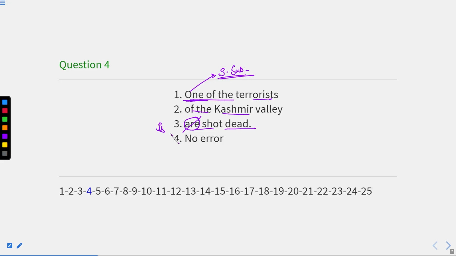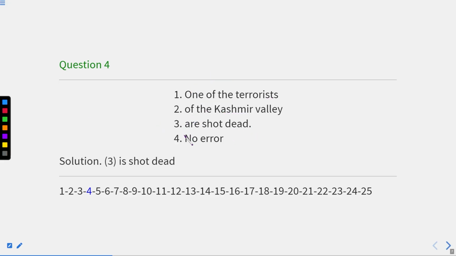terrorist. It means one terrorist out of those terrorists who belong to Kashmir Valley or who live in Kashmir Valley. So we are not talking about all the terrorists, only one has died. It means one out of those has died. Okay, so he is shot dead. So here this "are" should be replaced with "is", so the answer will be 3, where this "are" should be replaced with "is".